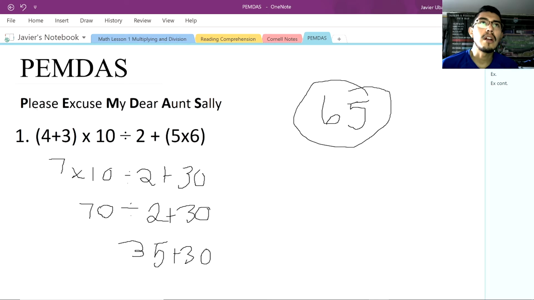After that, you move on. You do multiplication. 7 times 10 is 70. 70 divided by 2 plus 30, right? So now we move on, and it's division, the D. Division, 70 divided by 2 is 35 plus 30. Then you add, and you get 65, right? So now let's move to the second example.